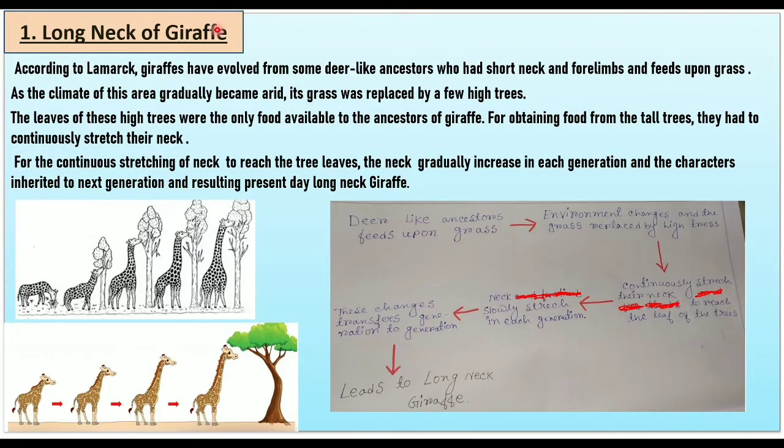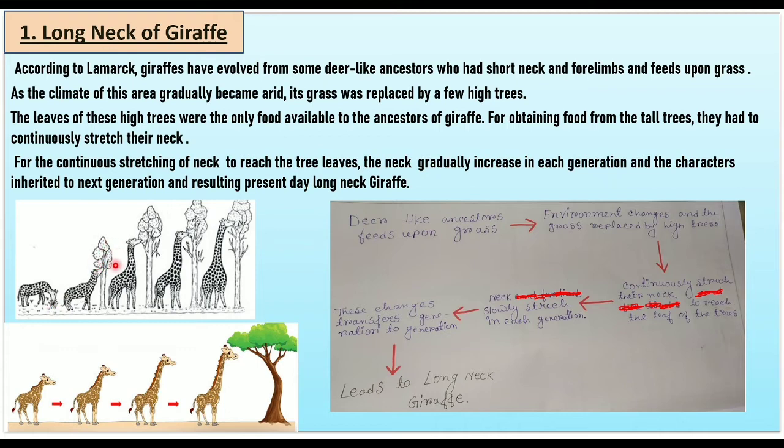There are some examples which support Lamarckism, like the long neck of the giraffe. According to Lamarck, the giraffe evolved from a deer-like ancestor who had a short neck and forelimbs and fed upon grass. So Lamarck says that giraffes evolved from a deer-like ancestor who had short limbs and a short neck, and fed upon grass. As the climate of this area gradually became arid, its grass was replaced by a few high trees. So the change in the environment replaced this grass.